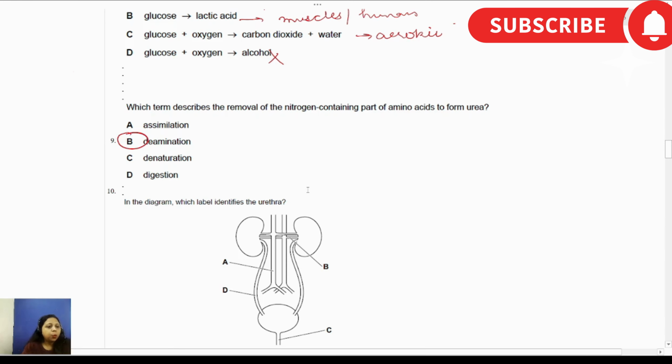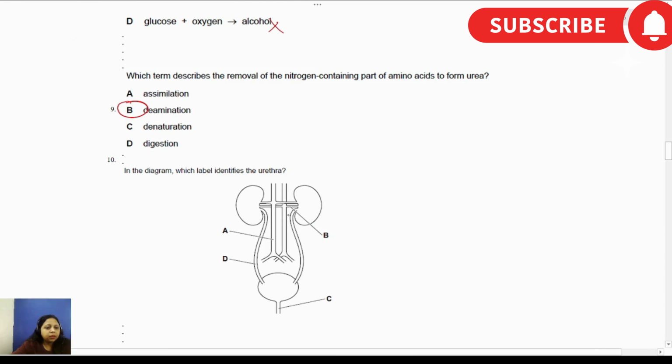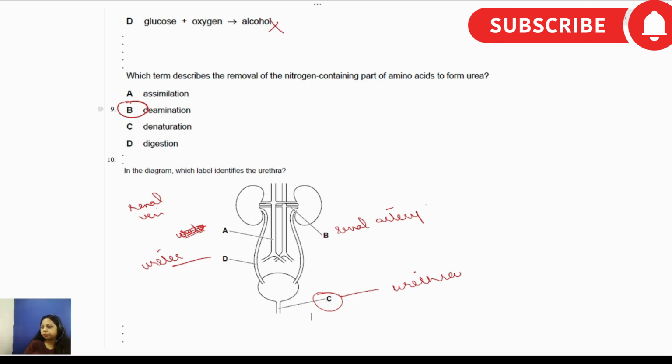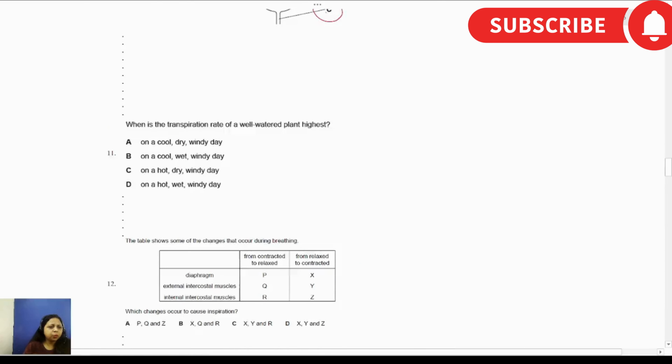Question number 10. In the diagram, which part labels the urethra? Okay, these are the renal artery. Okay, let's say this A is ureter. No, not the ureter, sorry. It's not ureter, it's again renal vein. This D is ureter, and this C would be urethra. So our answer would be C. Okay, let's move to the next question.